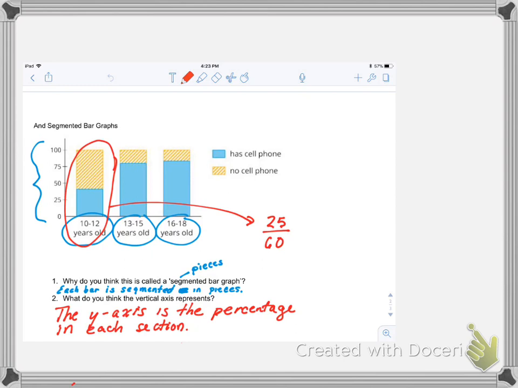When we do that 25 divided by 60 and you get that decimal value, that comes out to 0.42, which is approximately 42%. And hopefully you can see that that makes sense for that space there. And so each bar is the percentage of that section. And that's where they're getting the numbers there for a segmented bar graph.